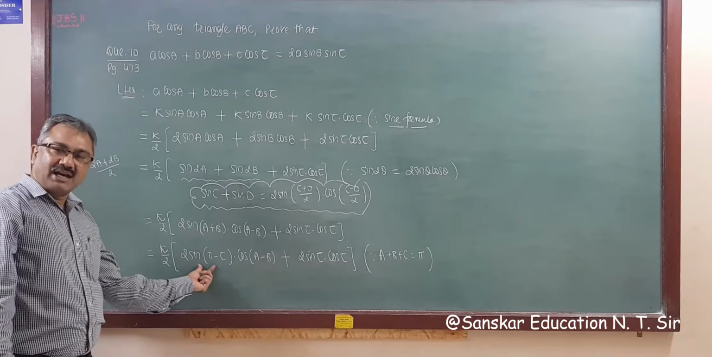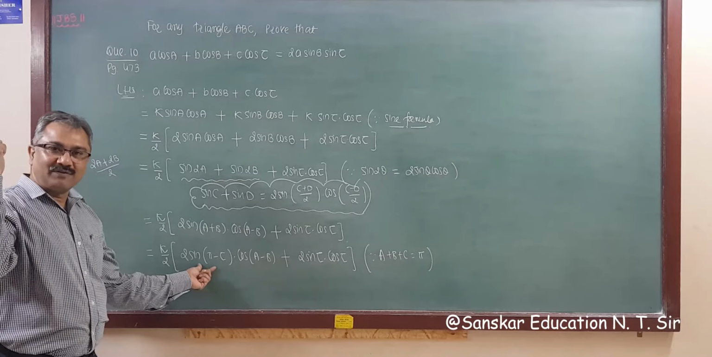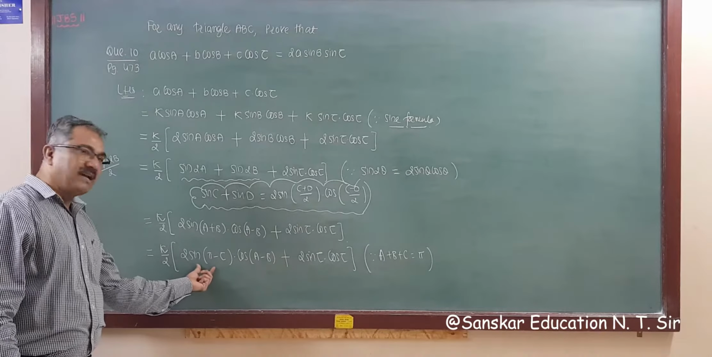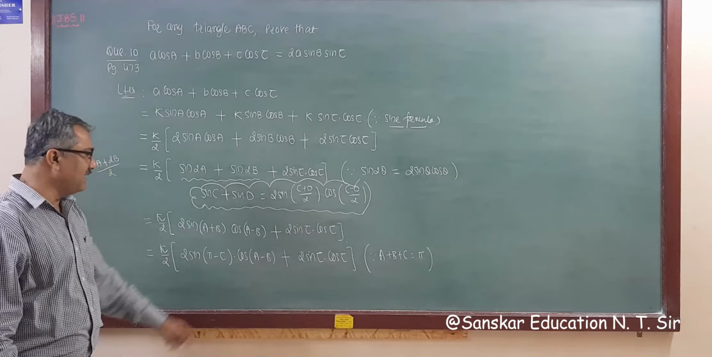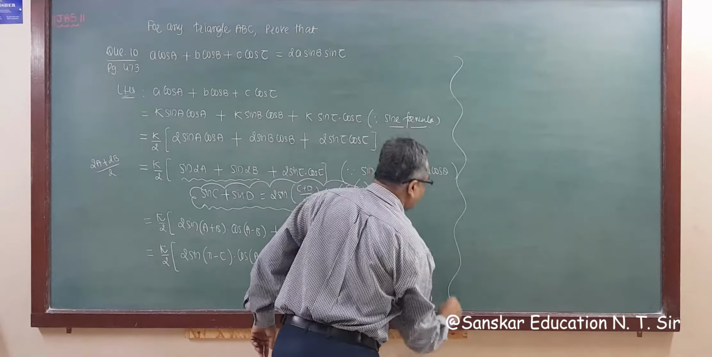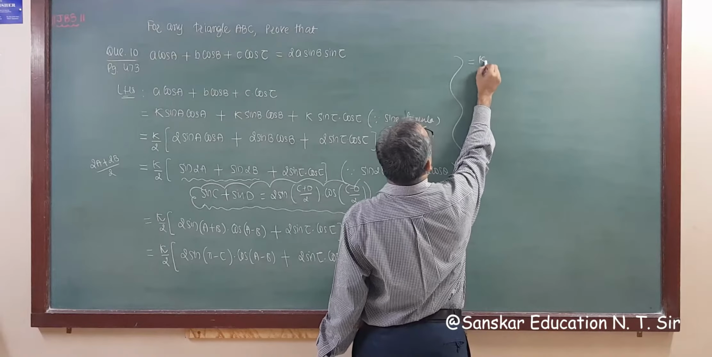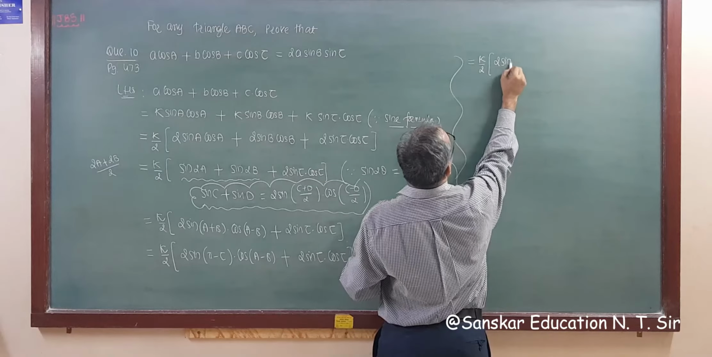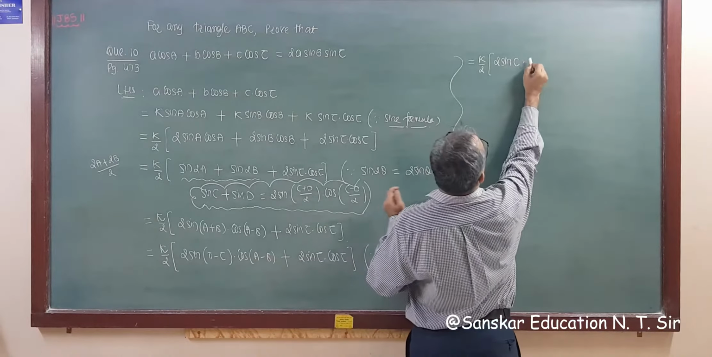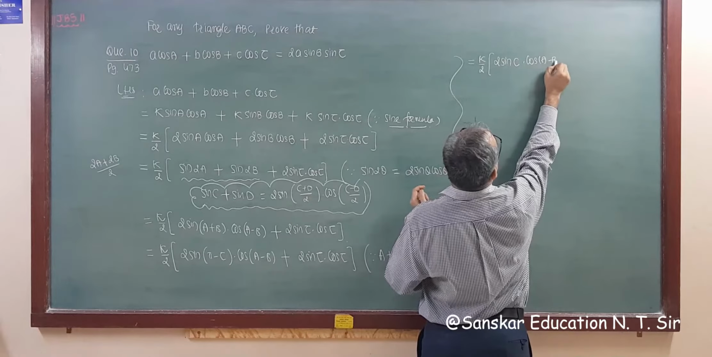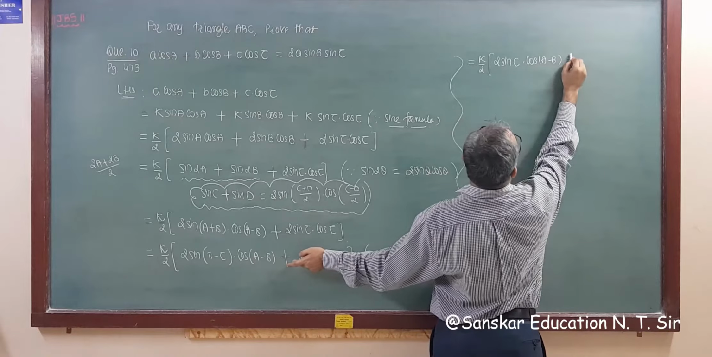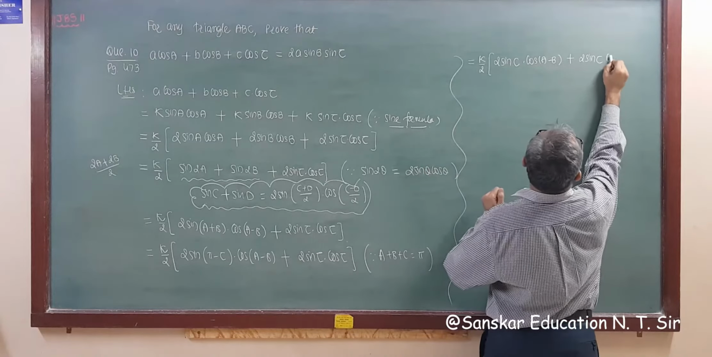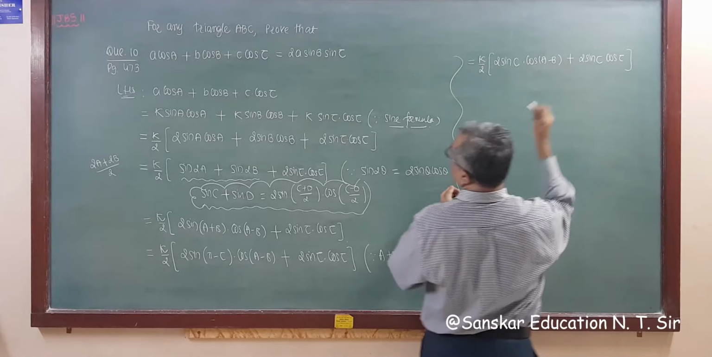Now sin(pi minus theta), as I told you, comes more than 500 times in 11th and 12th. So sin(pi minus theta) is sin theta, so the answer is sin C. So I'm writing here, this is K by 2, this is sin C, that is 2 sin C, this is cos(A minus B), so cos(A minus B) plus 2 sin C into cos C.